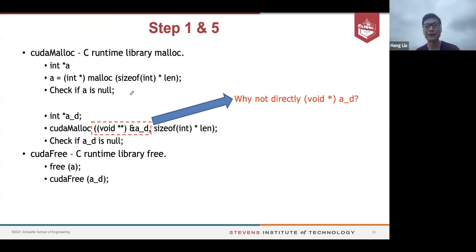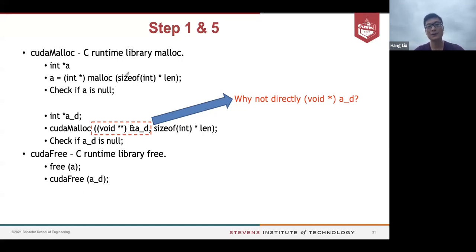So then we're gonna discuss how these 5 steps are done on GPU. First, we have to allocate memory on GPU. Since we have to call on CPU, what we do is we basically do a C runtime malloc, right? In C, we do int a, and then we malloc the address in CPU, and then check if a is a null pointer. If it is not, that means we successfully get the space.